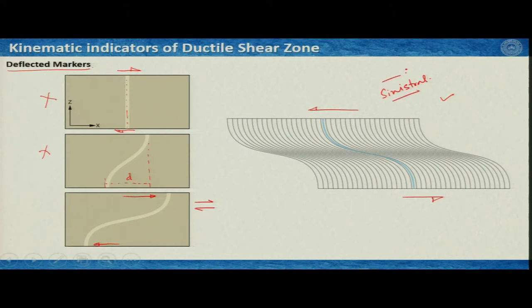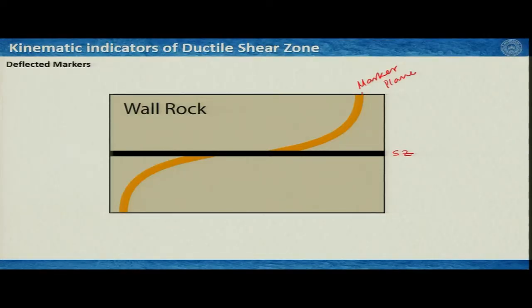Now this appears in a very simple way, but there are several examples, and I particularly see that students make a series of mistakes in concluding the shear sense, particularly from looking at images or objects. There is one particular trick that I'll let you know about. This is a simple way to identify it, but let's look at some complex situations. For example, this one, where we can see that this is the shear zone and this is the wall rock. This is a trace of the marker plane on this section, and this is your XZ section.